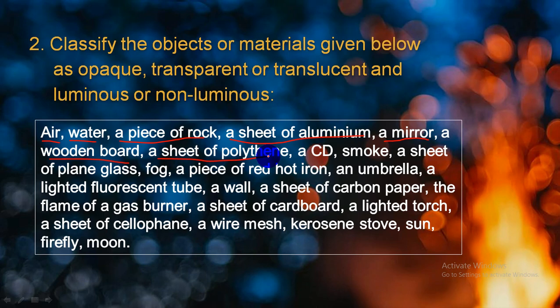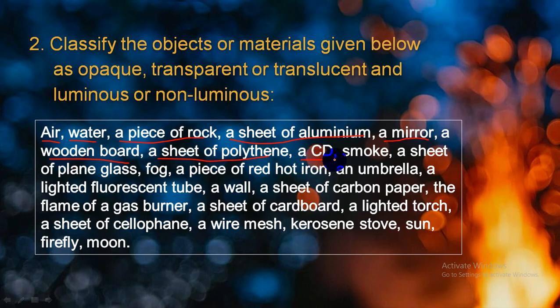Okay, a transparent polythene sheet is completely see-through, so it is considered transparent. But sometimes there is white color polythene or black color polythene, and at that time you must say translucent. So polythene is a kind of case in which we must first observe it and then answer. Over here I am going to consider it as a transparent material. Moving to the next, a CD.